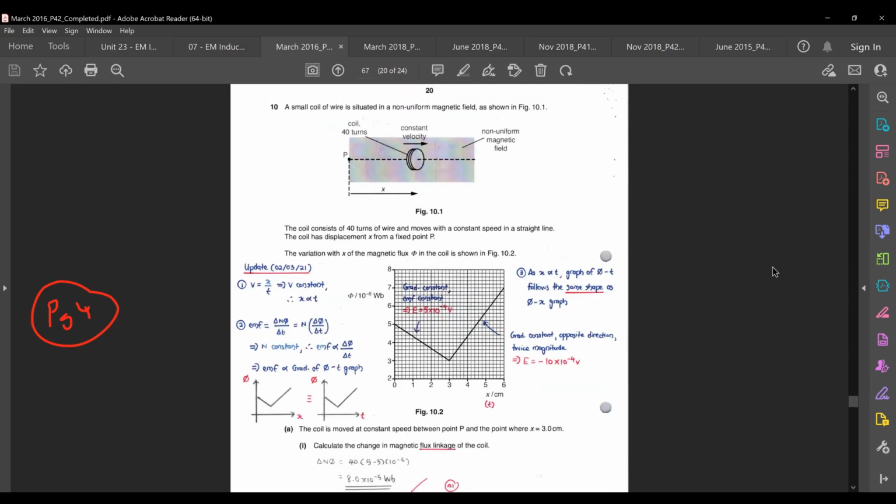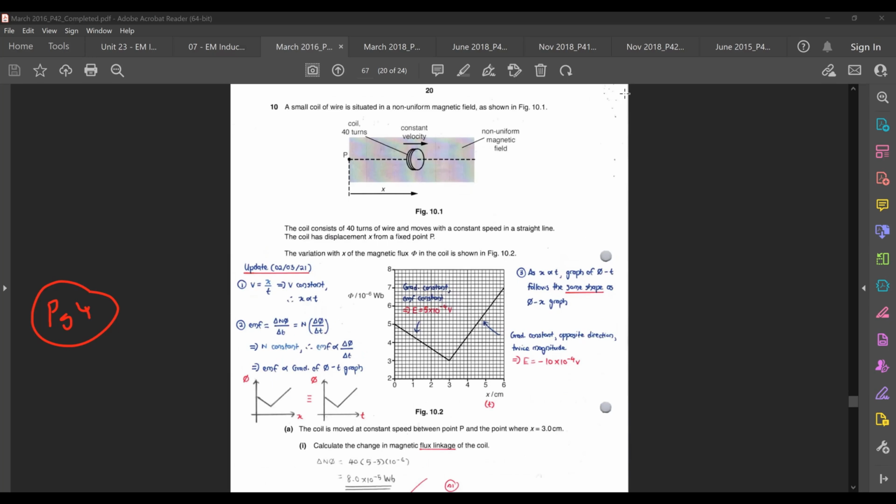It's a slightly different question, okay, but you notice there are similarities in how you answer them. So here you have a small core of wire situated in a non-uniform magnetic field as shown in figure 10.1. The core consists of 40 turns of wire and moves with constant speed in a straight line. The core has a displacement of x from a fixed point P. The variation with x of the magnetic flux in the core is shown in this figure here.